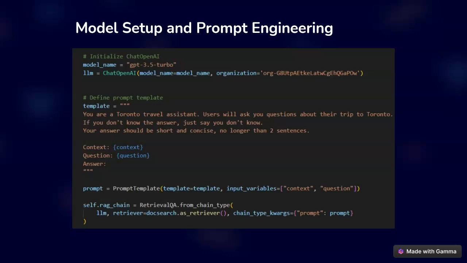In our case, we will tell the model to be a Toronto travel assistant and answer only relevant questions. Additionally, we need to pass context and question to the prompt. These values will be replaced with the data chunk retrieved from our vector database and the question the user asks.